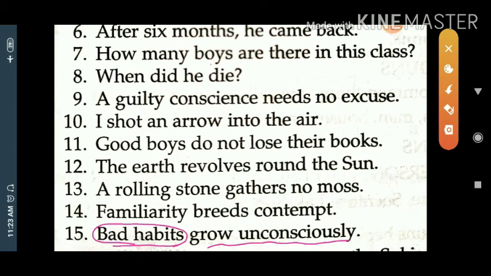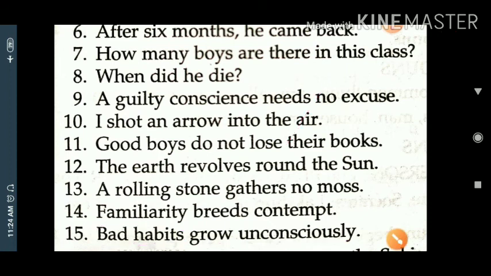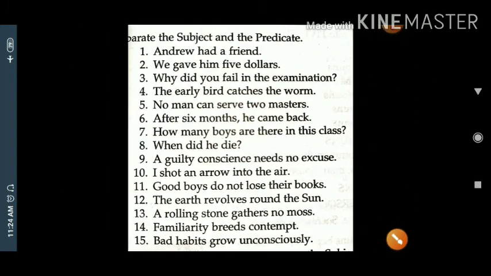In this way, we have completed all the 15 sentences for subject and predicate. You do one thing. Once again, write the sentences from page number 9 of your grammar book, and then afterwards, try your level best to identify the subject and predicate. If you don't have the grammar book with you at present, no problem. For that purpose only, I have kept this page for you.